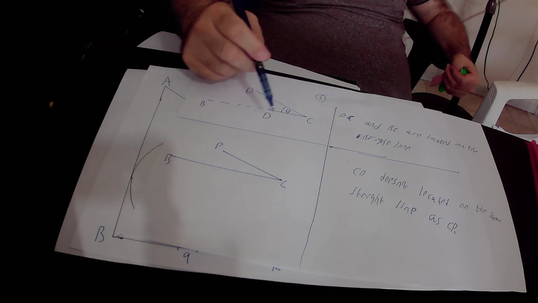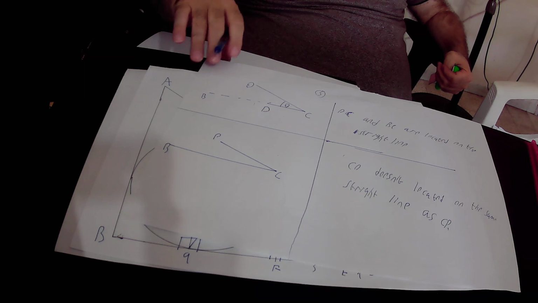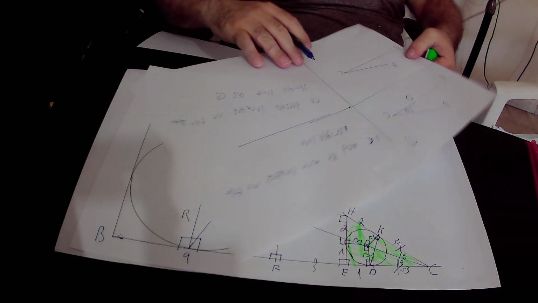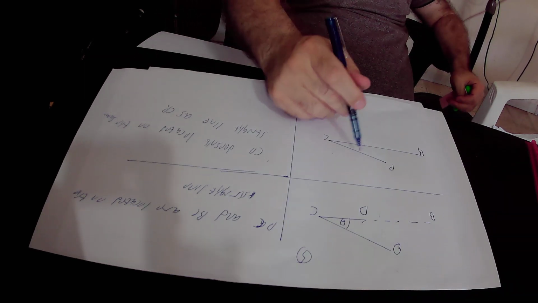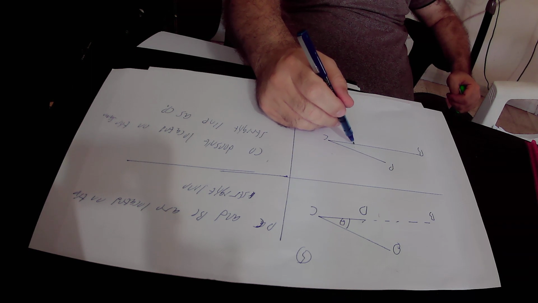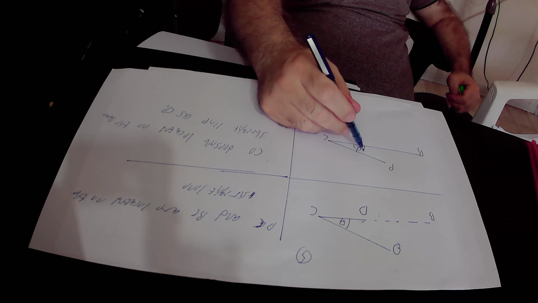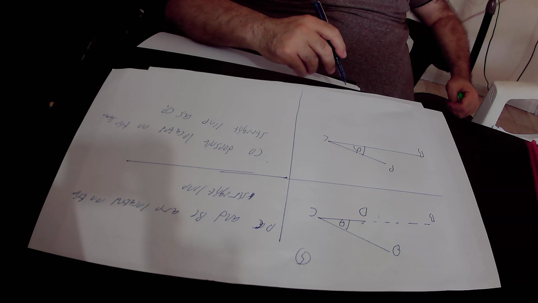So if this angle is theta, then this other angle must be equal to something other than theta. That is to say, it will be equal to alpha, and alpha is not equal to theta. Okay?